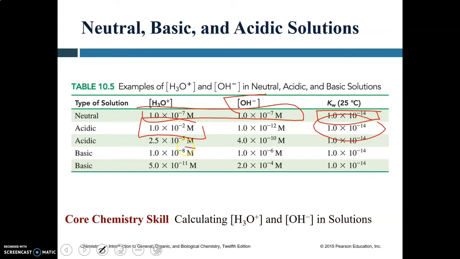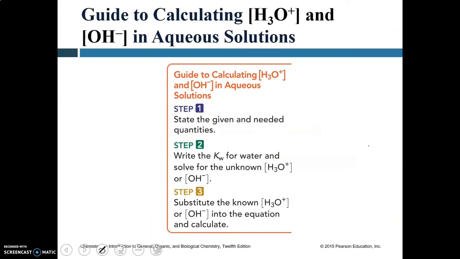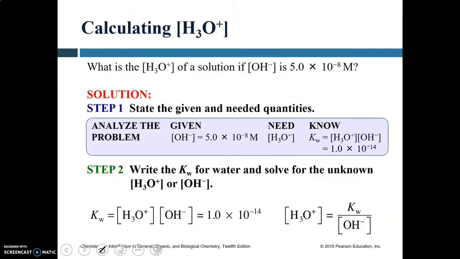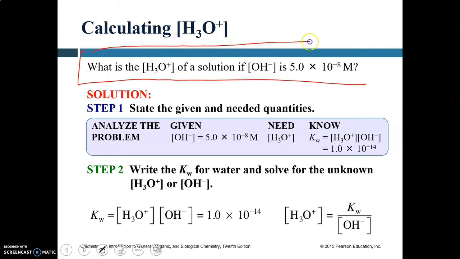Another example for basic here. If the concentration of hydronium ion is 1 multiplied by 10 to the power of negative 8, the concentration of hydroxide will be 1 multiplied by 10 to the power of negative 6, so the ion product constant of water remains the same. How do we calculate? Well, here's a relatively simple example. So we know the concentration of hydroxide in the solution is 5 multiplied by 10 to the power of negative 8. We need to know the concentration of hydronium ion.